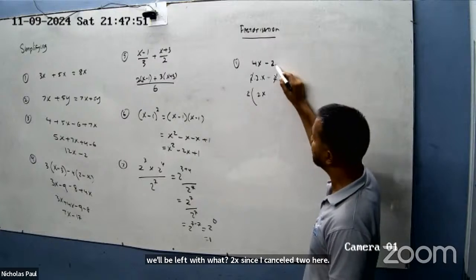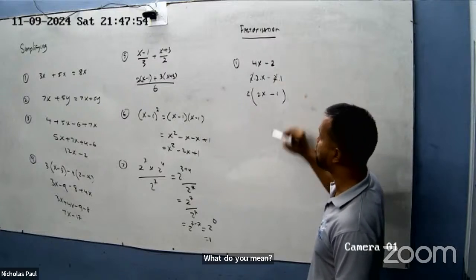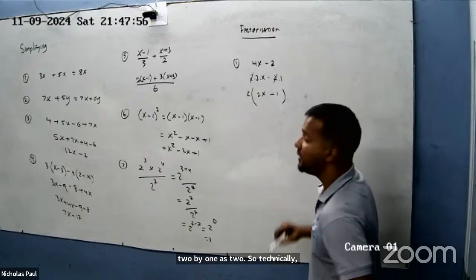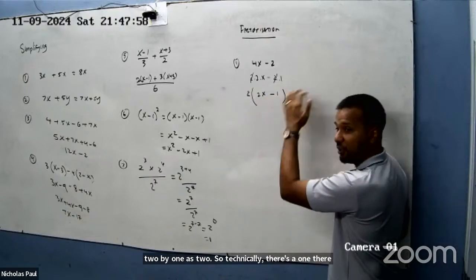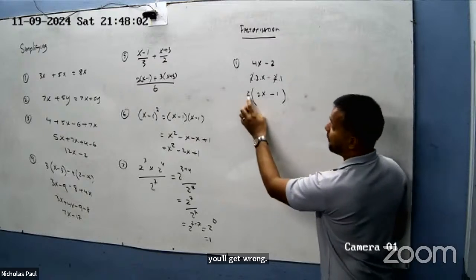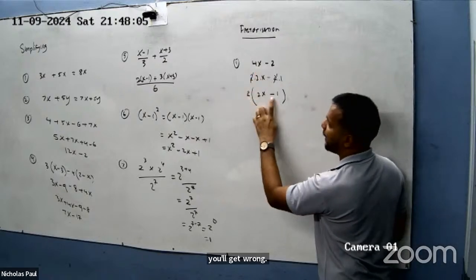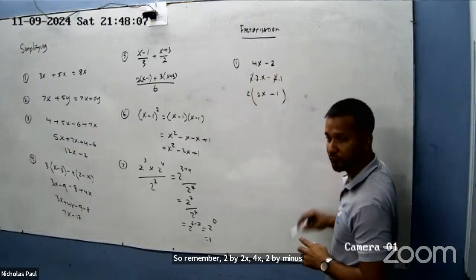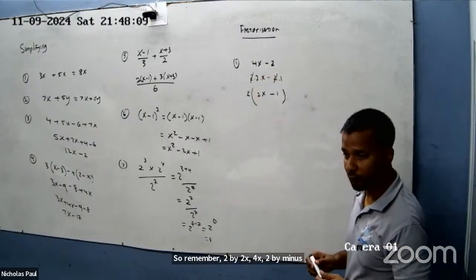2 by 1 is 2. So technically there's a 1 there. Right? If you write anything back there and you write 0, you'll get it wrong. But okay with that? So remember 2 by 2x, 4x, 2 by minus 1, minus. You okay with that?